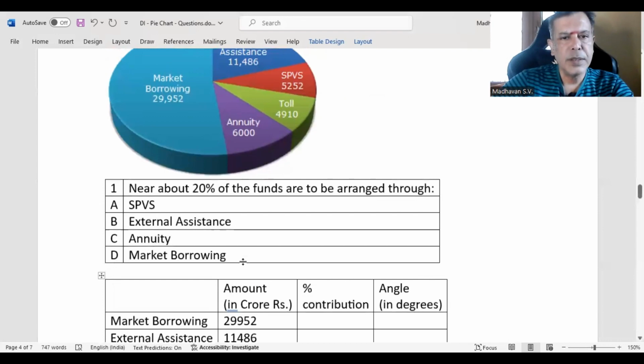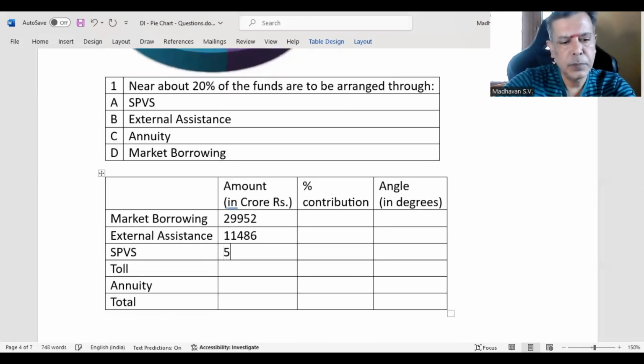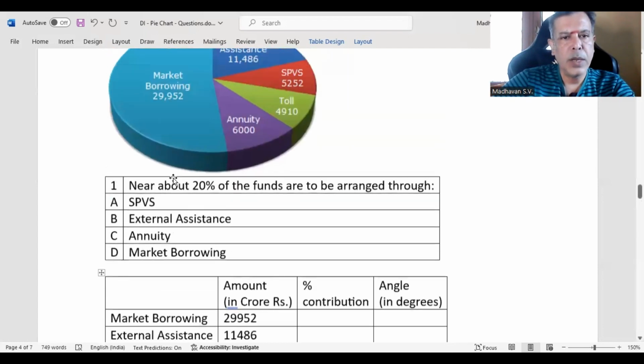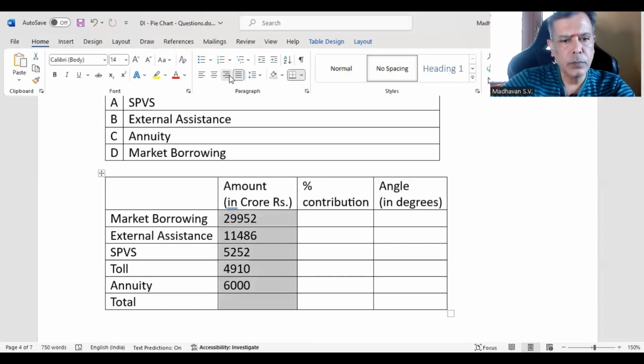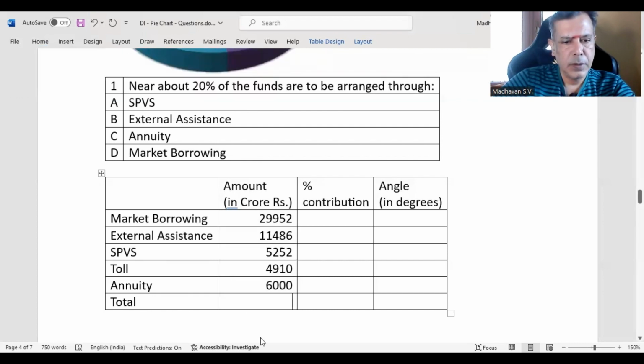Then SPVs is 5,252. Toll is given as 4,910. Annuity 6,000. So if we add all this, we will get 57,600. Now individually we can find out the contribution.